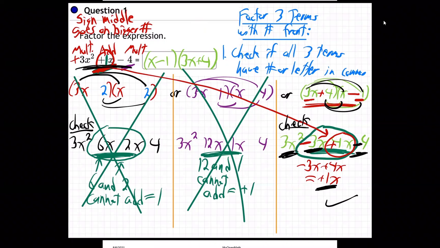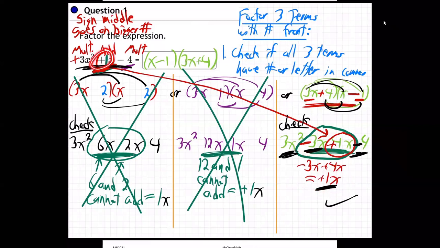Do the signs later. So then when I checked them, these middle two, they have to add to be the middle. Remember, we still got to add to be the middle. It's still multiply, add, multiply. You got to add to be the middle. Well, no way 6x and 2x can add to be 1 in the middle. No way 12x and 1x can add to be 1x in the middle. These are actually 1x, aren't they? But then we got over here, 3 and 4 can add to be 1x.